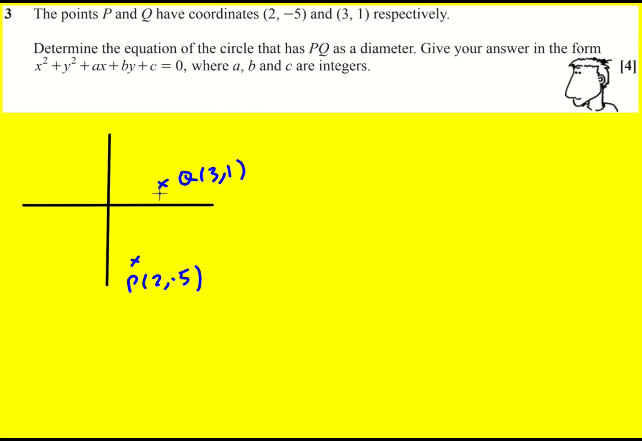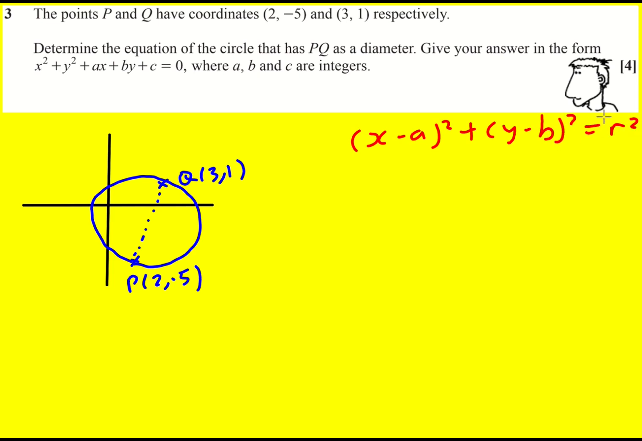And we're told that this is actually the diameter of a circle. So it's not going to be a super accurate drawing, but that's not too bad. And then we're asked to determine the equation of this circle. So for the general equation of a circle, we've got x minus a squared plus y minus b squared equals r squared. The center is going to be (a, b), and the radius is r.